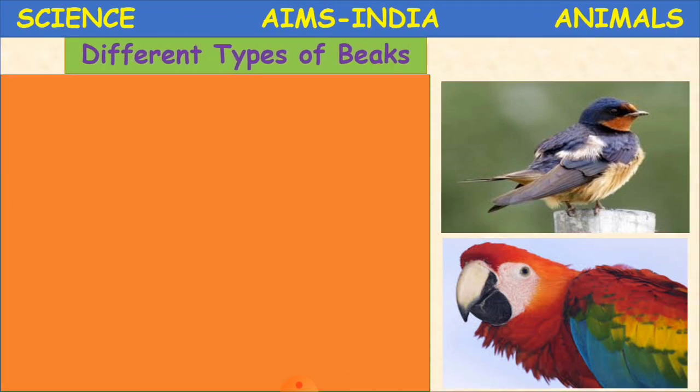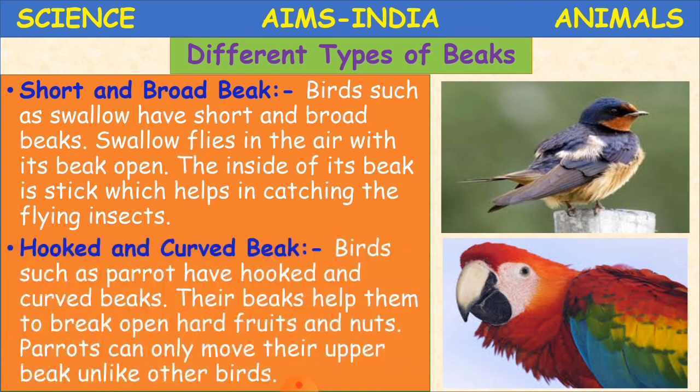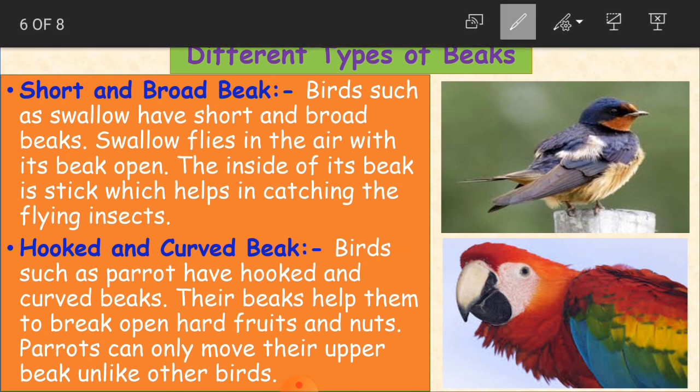Clear children? Okay, so now we'll see about these beautiful birds in the picture. Short and broad beak. Can you see here children, how is the beak? It is very short. Birds such as swallow have short and broad beaks. Swallow flies in the air with its beak open. And swallow is a very small bird, children, with a short and broad beak. And swallow flies in the air with its beak open.